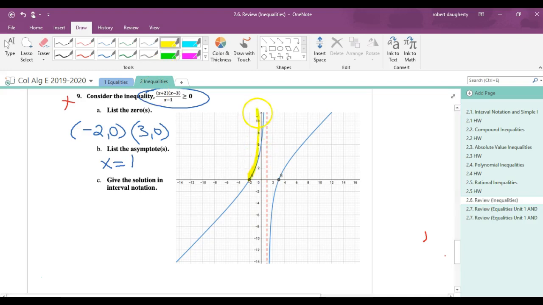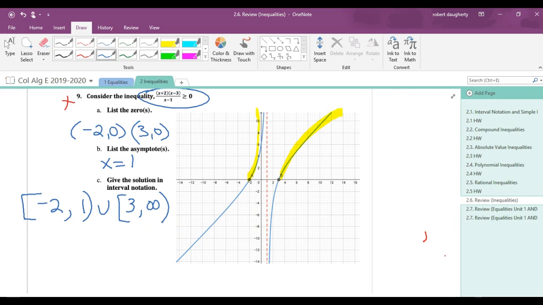So intervals where it's going to be greater than or equal to 0, I see 2 intervals. So that first interval is going to be from -2 over to the asymptote of 1. So square bracket on the -2 and a parenthesis around the 1. And then that next interval is going to be starting at 3 and it goes to infinity. So that's where the function is greater than or equal to 0. Now, I didn't ask it here, but if I had asked for where it was less than 0, you'd be looking at these 2 intervals that you see here.